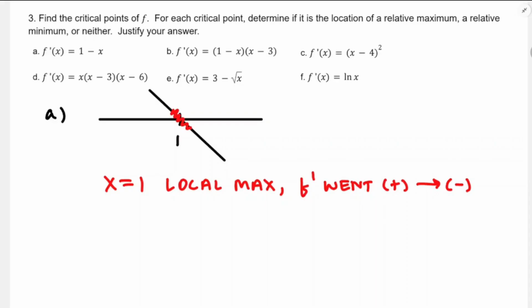Okay, and our answer does need to be pretty much something to that effect. You don't have to use all words. You can use symbols, but you do need to express that it was the sign change from positive to negative in the first derivative of f that's what's causing the local maximum at x equals 1.